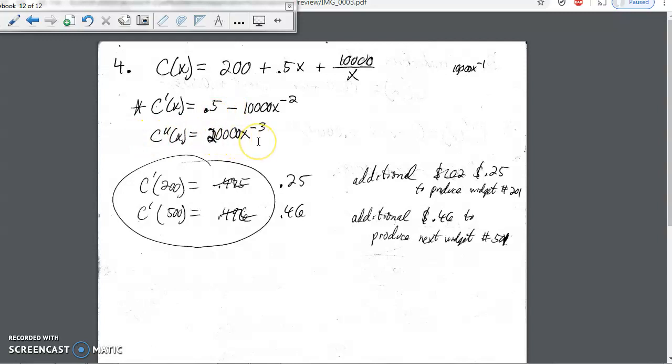I did find the second derivative, but that's only necessary if you want to figure out if it's concave up, concave down, or inflection points. We do not need to do any of that, so you do not need to find the second derivative. So just find the first derivative.